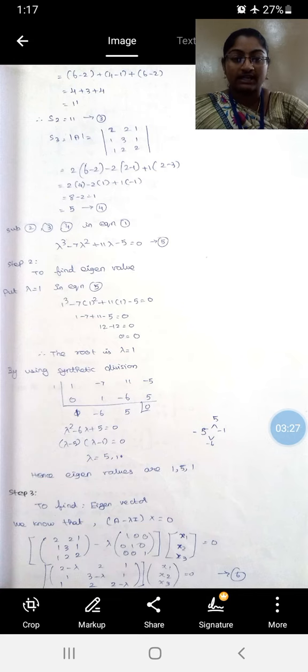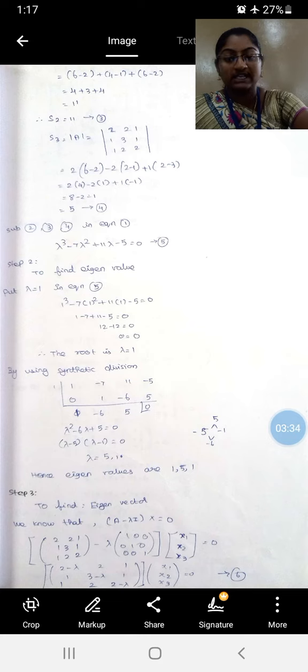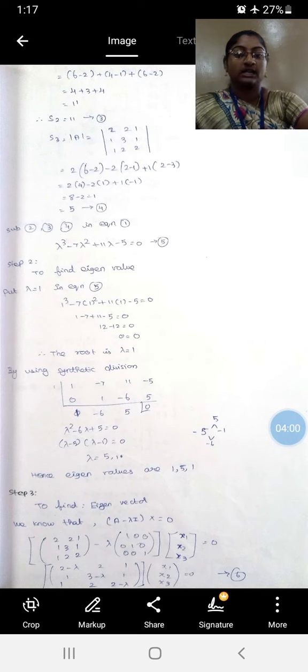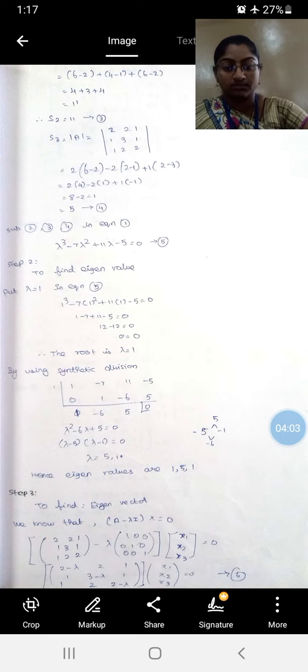Next, I have to find the other two eigenvalues by using the synthetic division method. See our fifth equation, that is our characteristic equation. Take the coefficients 1, minus 7, 11, minus 5. While solving this, I get the equation lambda square minus 6 lambda plus 5 equal to 0. Using the factorization method, I can solve for lambda. So lambda equal to 5, 1. Hence the eigenvalues are 1, 5, 1. See here, two eigenvalues are repeated. So I am taking these eigenvalues in step 3.